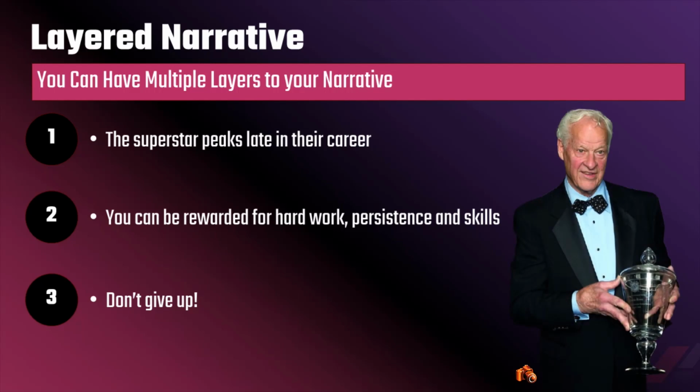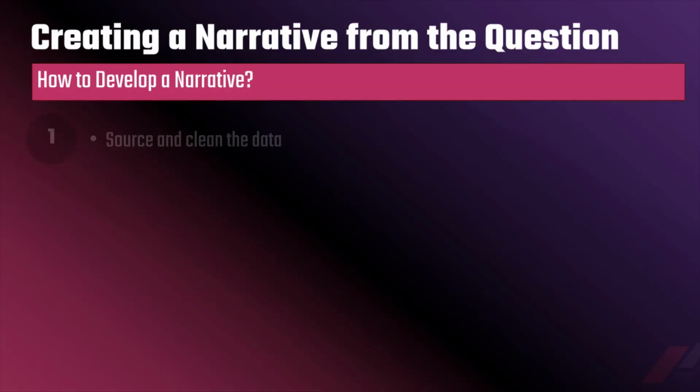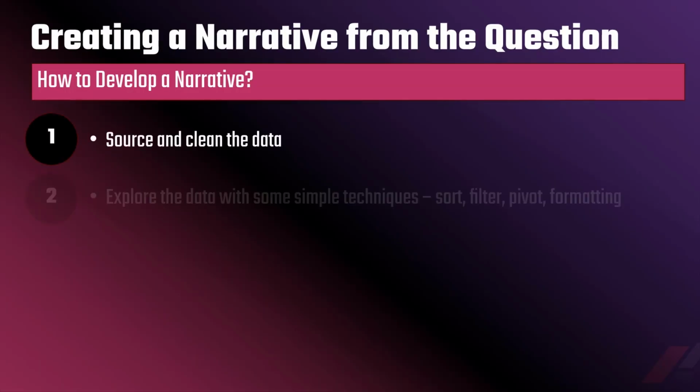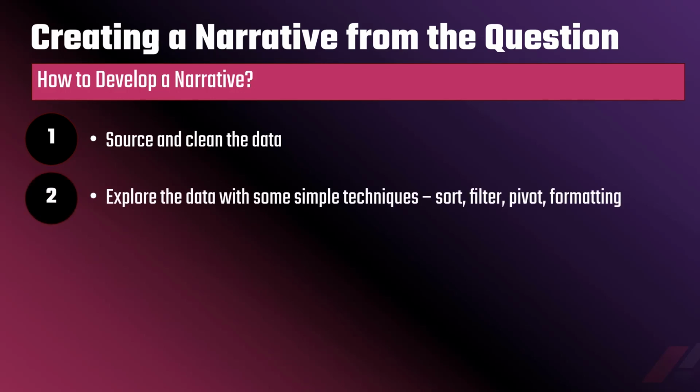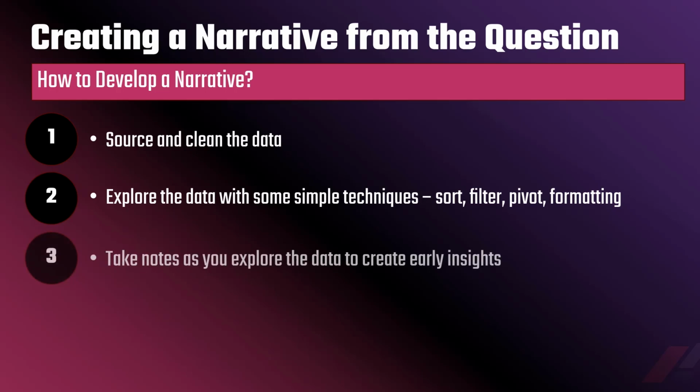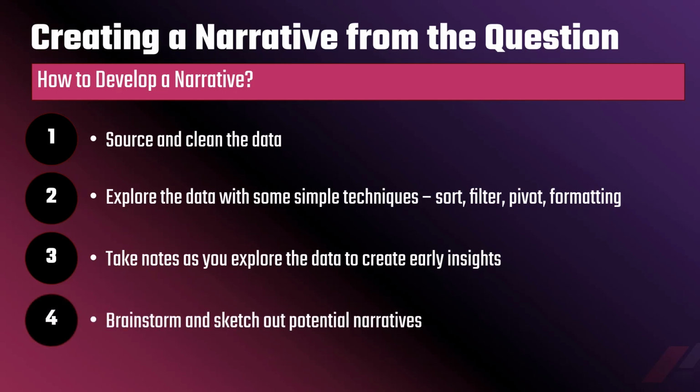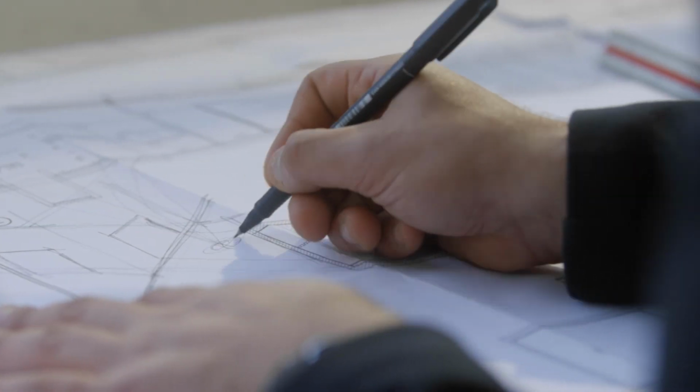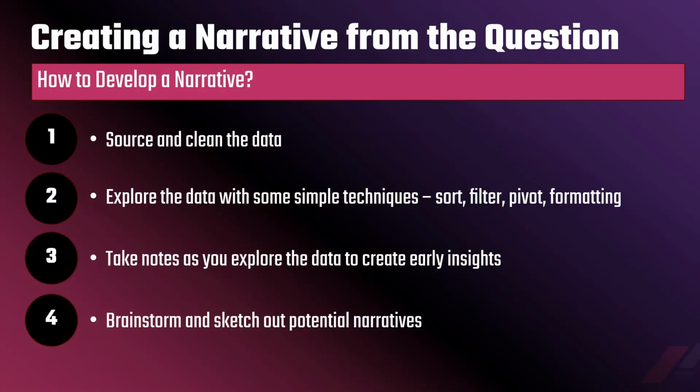So, at a high level, think of this initial data exploration process to get to a narrative as follows. First, source and clean the data. Second, explore the data with some simple techniques. For example, filtering, sorting, pivot tables, etc. Third, take notes as you go on early insights. For example, who has the highest average, interesting trends, outliers, etc. And finally, brainstorm and sketch out potential narratives through questions, insights, storyline, and other elements you discover from your early insights.